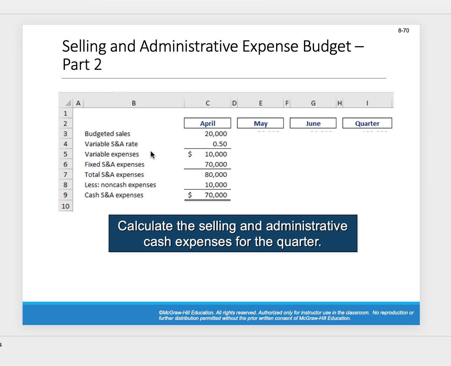Basically, we're saying that the variable selling and administrative rate is 50 cents per unit we sell. Well, in April, we plan on selling 20,000. We get our total variable expense. We add in our fixed. That gives us our total selling and administrative expense of $80,000. We subtract out that non-cash expense of depreciation.